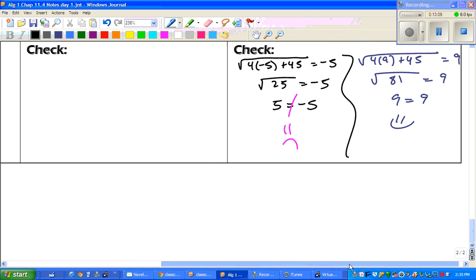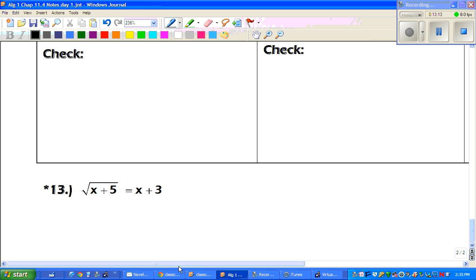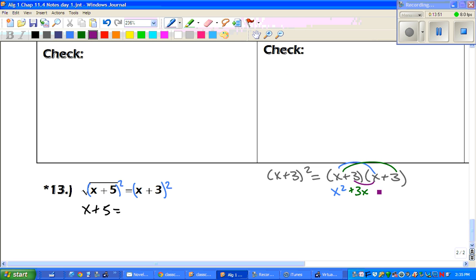Alright, now, for a quick preview of what's coming up. When we would solve a problem like this, on the bottom, we still would square both sides. So now we've got x plus 5, but x plus 3 squared equals x plus 3 times x plus 3. And that's where we would go through and FOIL: x squared plus 3x plus 3x plus 9. Combine your like terms, and we would get x squared plus 6x plus 9, and we would solve that over into this other equation.